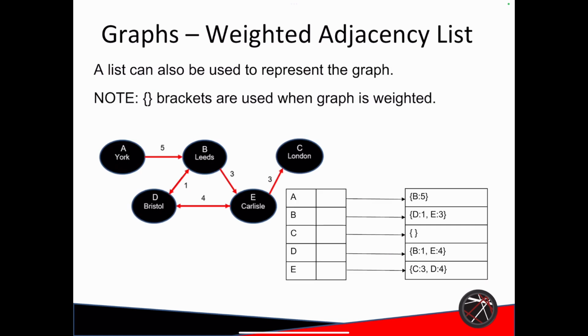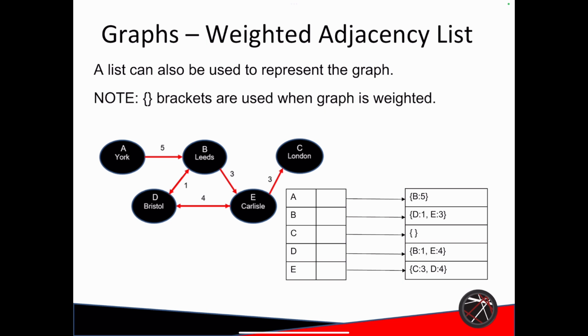We can represent graphs within a list as well. So this is called an adjacency list. And again, this gives us an indication of what's going on. This is weighted, so we use these curly brackets. So from A to B comes at a cost of 5. We can't get anywhere else from A.